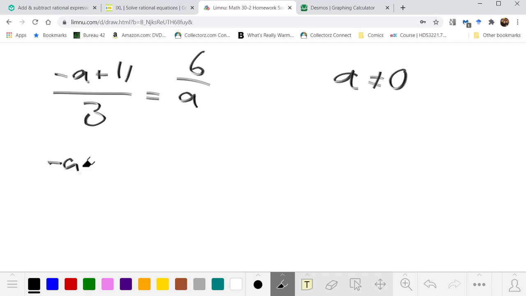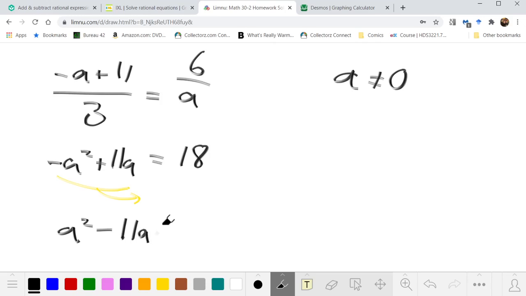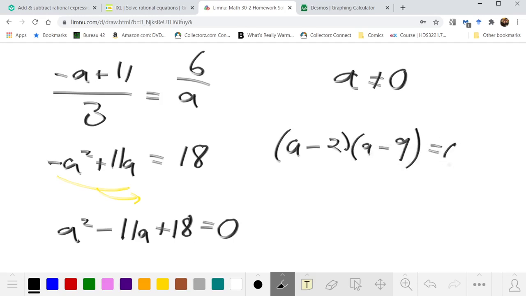Multiplying through with cross multiplication on both sides. So we can bring everything over to the right-hand side, which gives us a positive leading coefficient, which is not a mathematical requirement, that is a personal preference. So now two numbers that multiply out to 18 but add up to 11. That is a minus 2 and a minus 9 for our factors. So a is allowed to be 2 or 9.